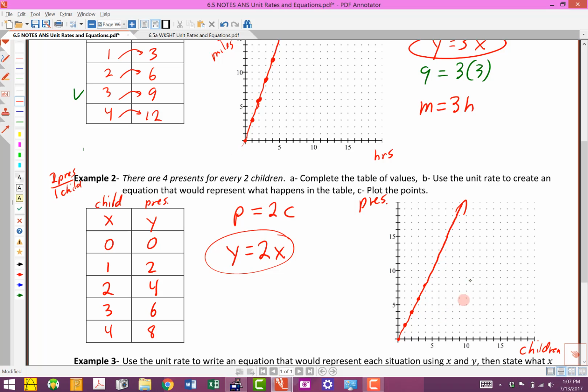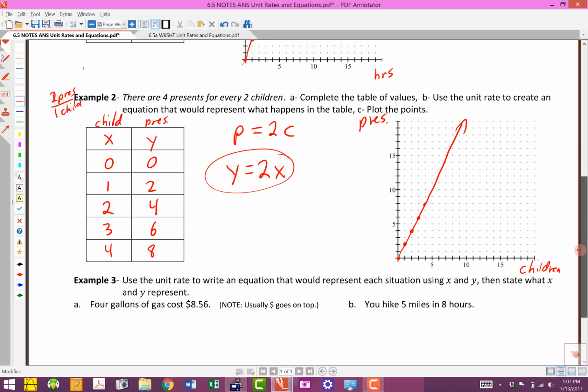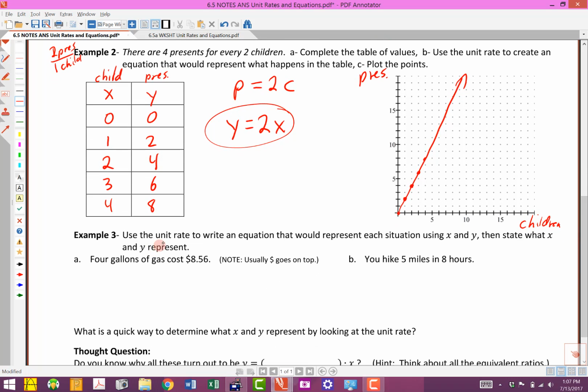So this is kind of a picture of this relationship, and this is an equation that represents this relationship, and these are a bunch of numbers organized in a table that represent that relationship. Okay, well, let's come down here, and it says use the unit rate to write an equation that would represent each situation using x and y, and state what x and y represent.